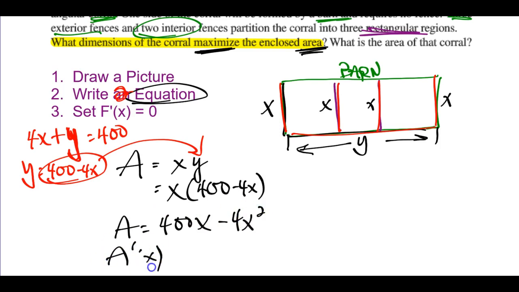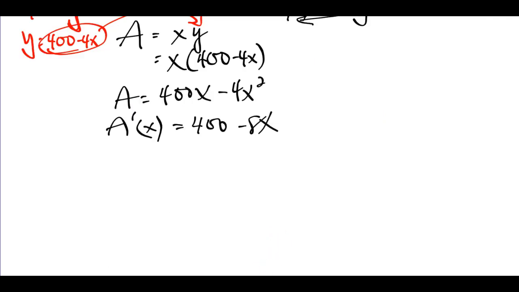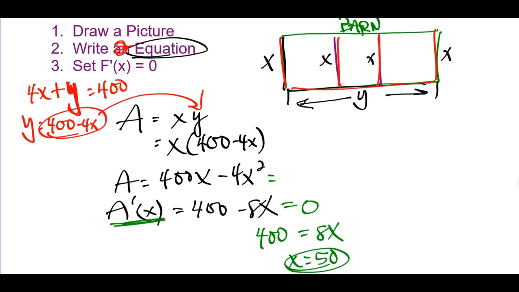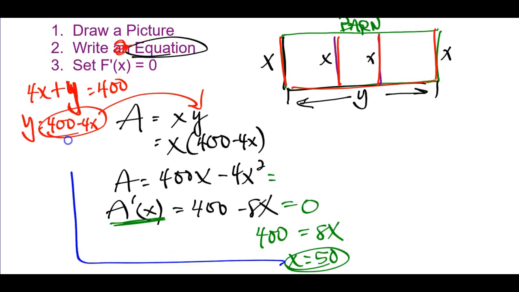So A prime of x is equal to 400 minus 8x. And as we've learned in the previous sections, if we set that equal to 0 and solve for x, we'll get a maximum value. If the max happens when x is 50, if I want to find the y value, I can do a quick substitution right in here. y is 400 minus 4 times the 50, and that will give me y is equal to 200.